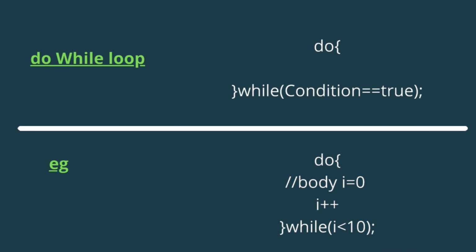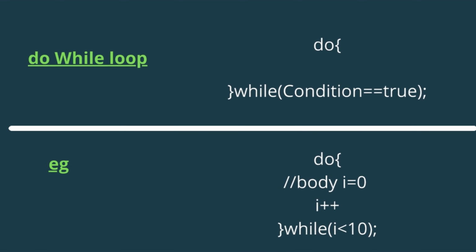Third is the do while loop. In a do while loop, the task is written inside the do block and the condition is given in the while.